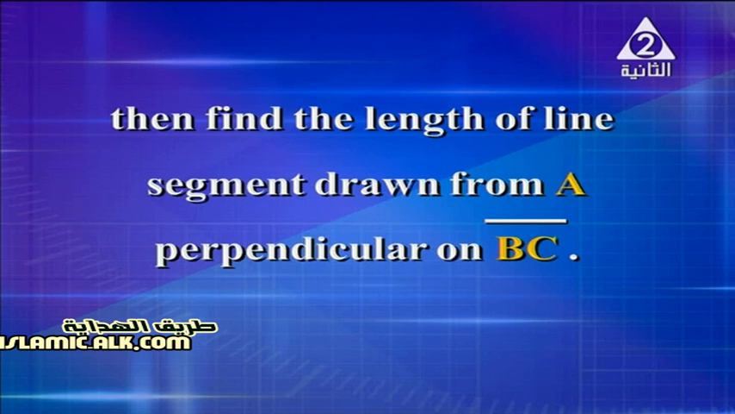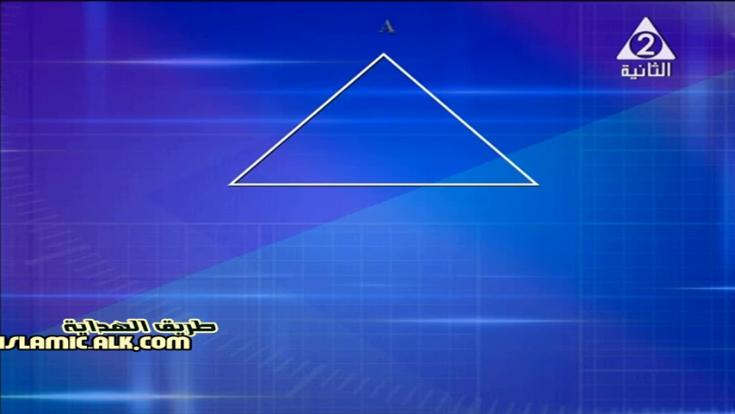First of all, try to draw triangle ABC, isosceles triangle at vertex A. This means that AB equals AC. Then try to draw a perpendicular from A on BC to meet BC at the point D. And AD will be perpendicular on BC, as you have taken in the previous years.